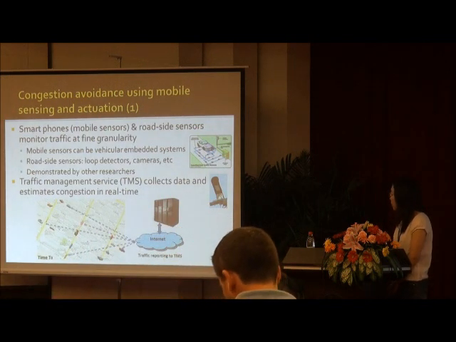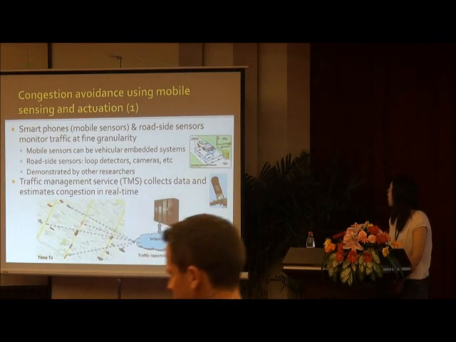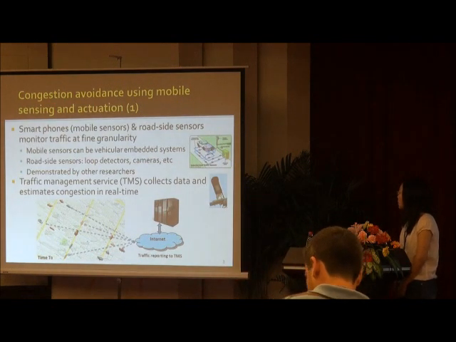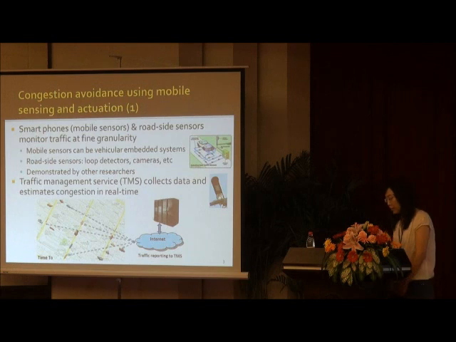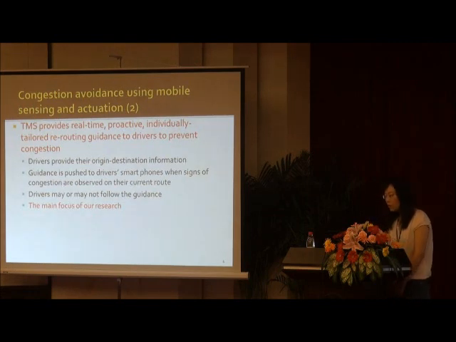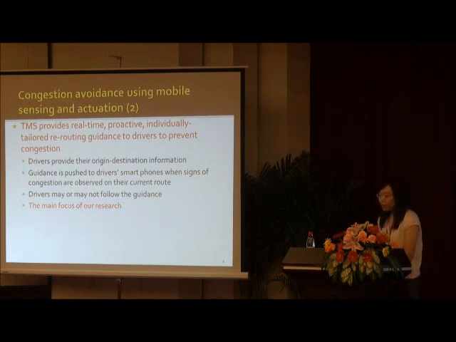As you can see in this picture, the traffic management service can collect data and estimate congestion in real time. They report traffic data to the center. So our idea is that the TMS can provide real-time and proactive, individually tailored routing guidance to drivers to prevent congestion.